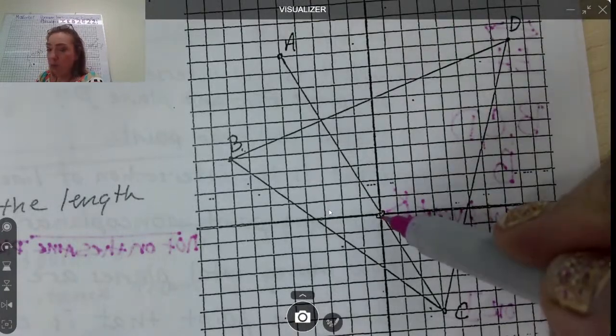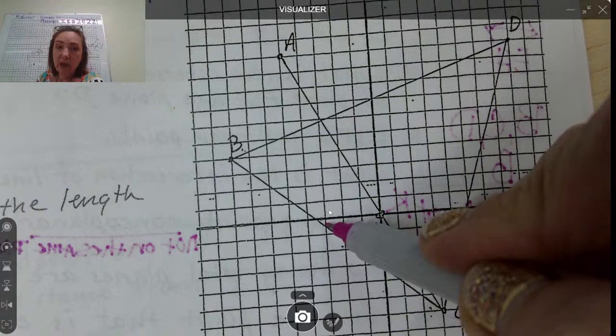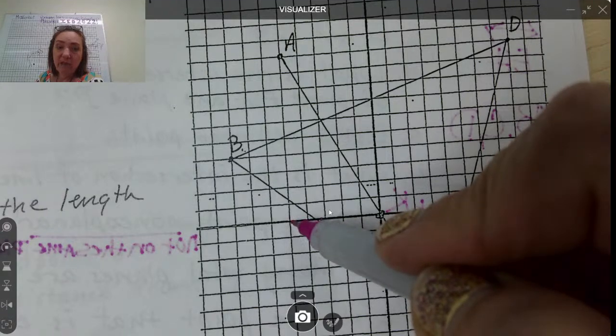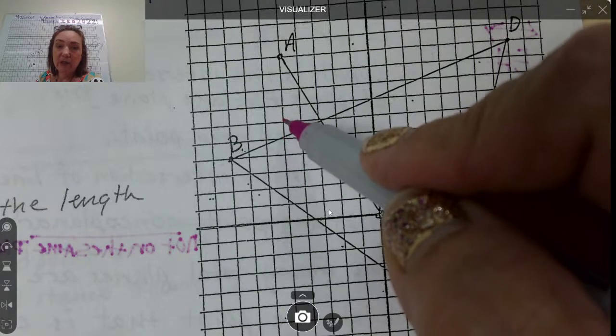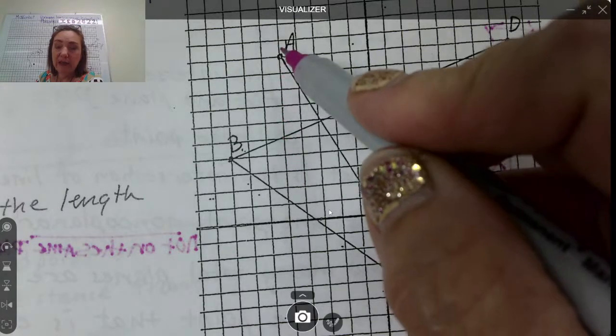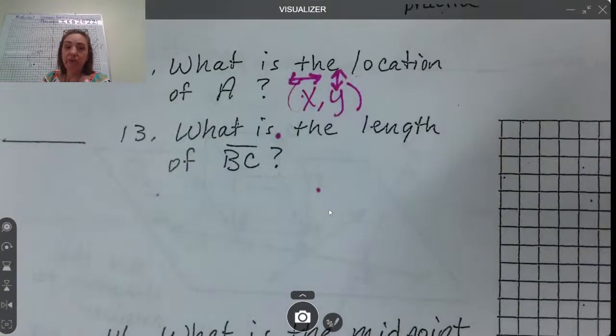and from our origin we go over 1, 2, 3, 4, 5. So that's negative 5, 1, 2, 3, 4, 5, 6, 7, 8, 9, 10. So negative 5, positive 10. That's our location. Negative 5, positive 10. That's our location of A.